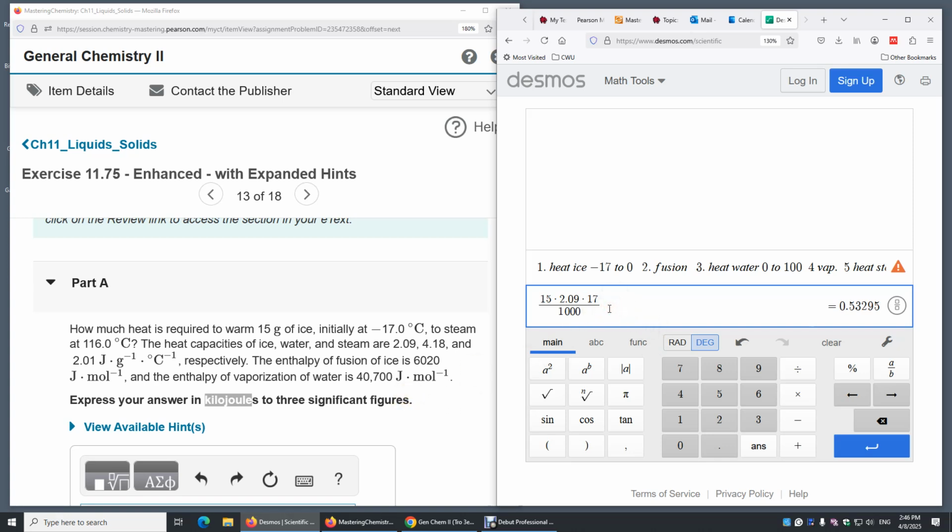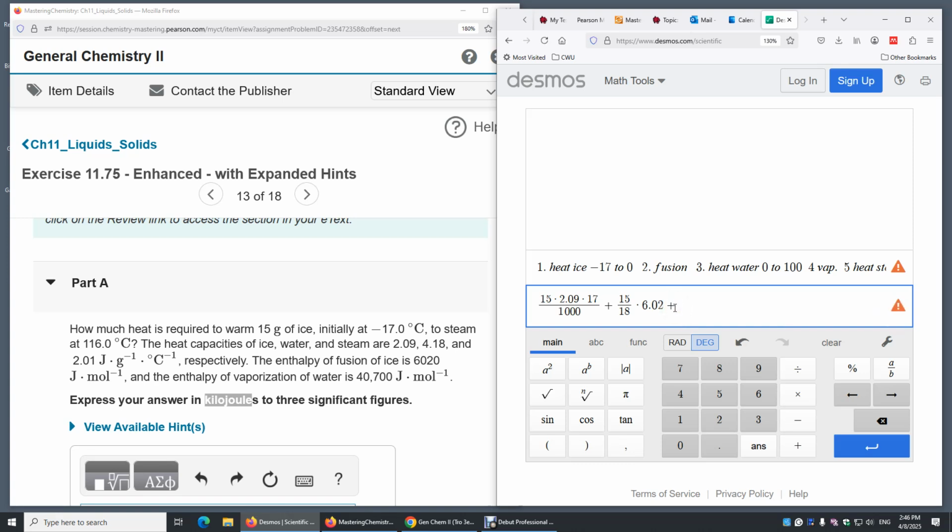Now let's do fusion. To do fusion, we need the enthalpy of fusion, which is 6.02 kilojoules per mole, and we multiply this by the number of moles of ice over here. The molar mass of water is roughly 18.016. I'm just going to use 18 here for convenience. I'm using kilojoules here, so this is in joules, I'm using kilojoules.